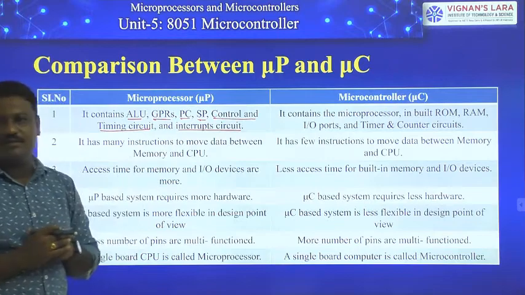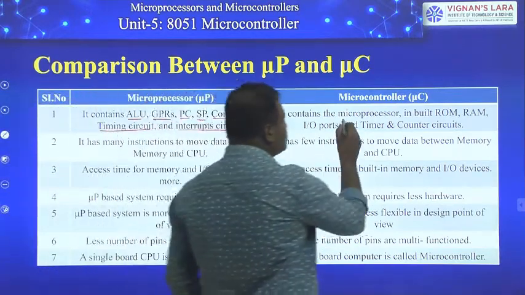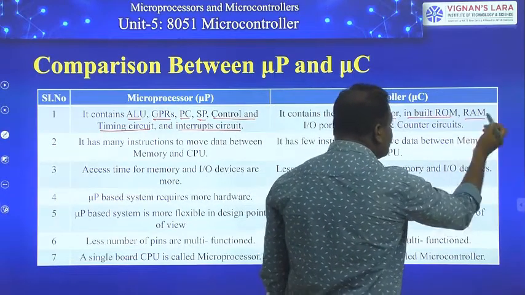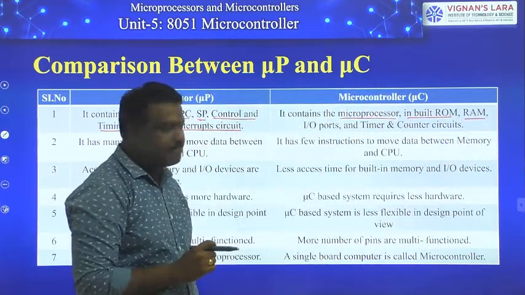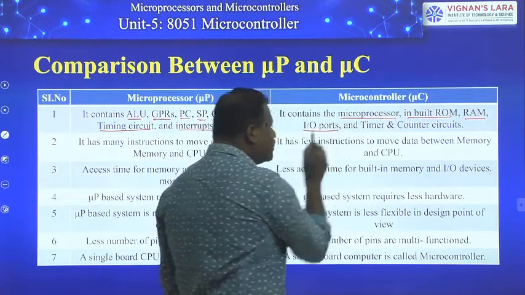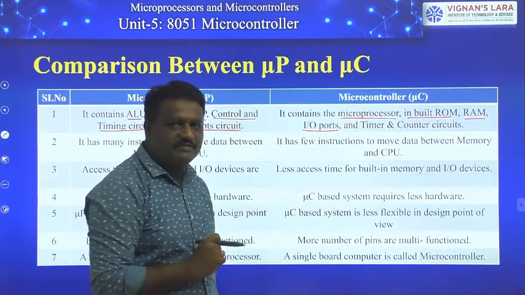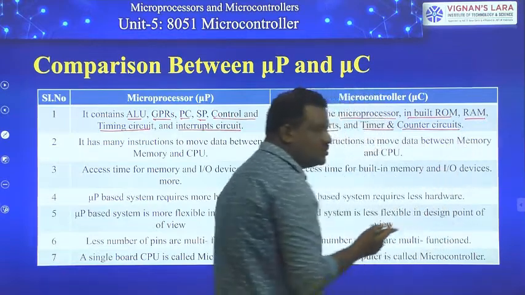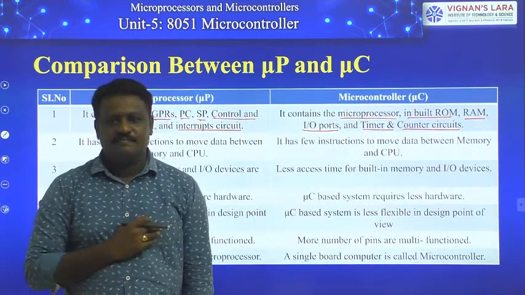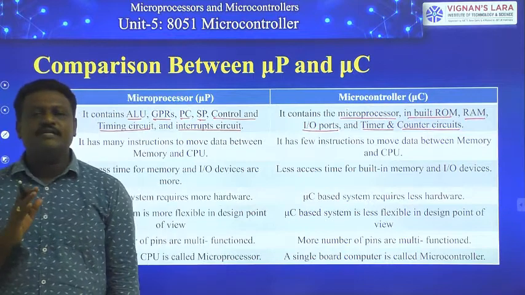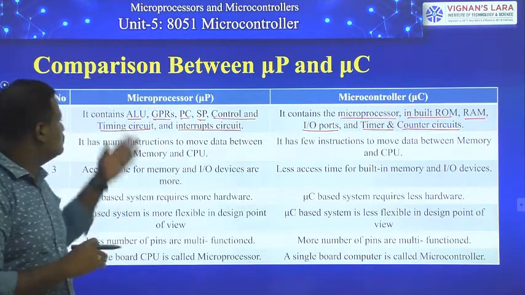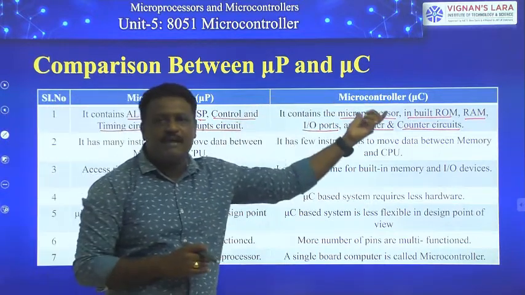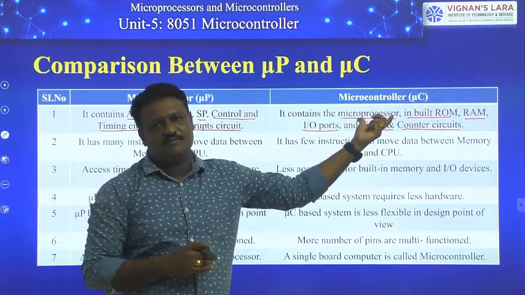But coming to the controller, it contains a microprocessor. It has inbuilt read-only memory as well as random access memory, and it has I/O ports for connection of I/O devices, and it has timer and counter circuits, etc. That means your microcontroller is a superset of the microprocessor. Why? Because the microprocessor is a part of your microcontroller.